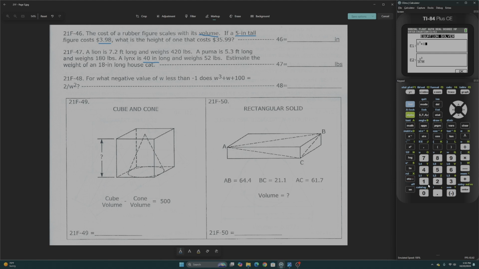Okay. Plus 100. And you're going to set it equal to 2 divided by x squared. And here we are. You see it's less than negative 1, so that's true. It meets that criteria. And it's negative 4.57.